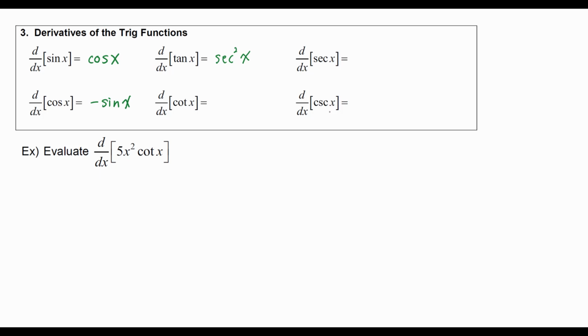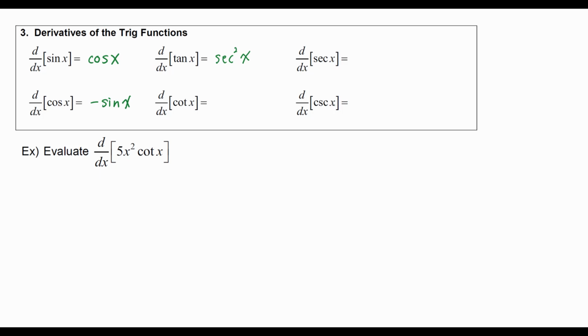And what's the cosecant x? That will be 1 over sine x. So write that and then do the quotient rule and fill out these three. That will be your homework to do. And then you want to memorize it. But from this point on, we will use it like a formula.